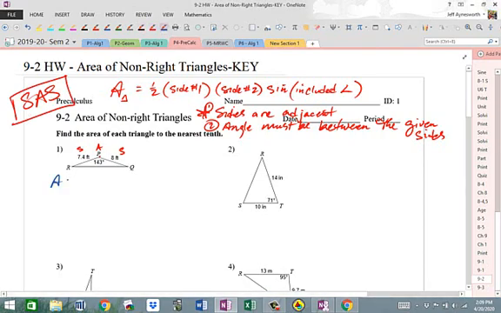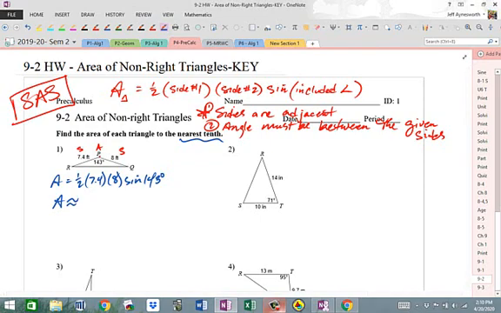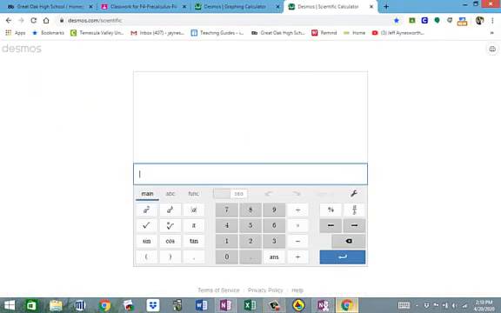The area of this one is going to be 1/2 or 0.5 times side 1, which is 7.4 feet, times 8, times the sine of the included angle, 143 degrees. Then you approximate it to the nearest tenth. So what's the area? Let's grab the Desmos Scientific Calculator.